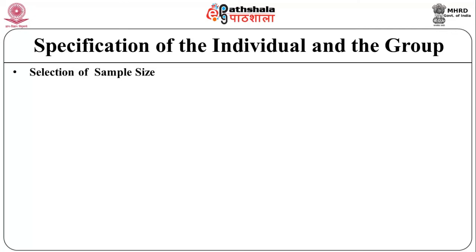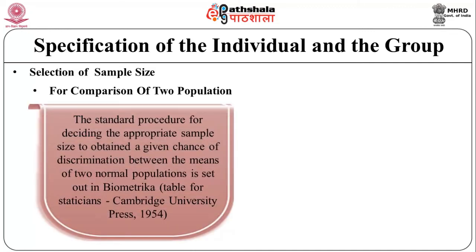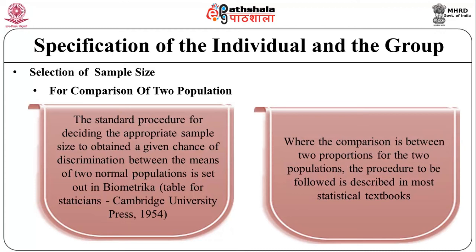For comparison of two populations, the standard procedure for deciding the appropriate sample size to obtain a given clearance, or to give a chance of discrimination between the means of two normal populations, is set out in Biometrika Tables for Statisticians, published in 1954, where the comparison is between two proportions for the two populations. The procedure to be followed is described in most statistical books.